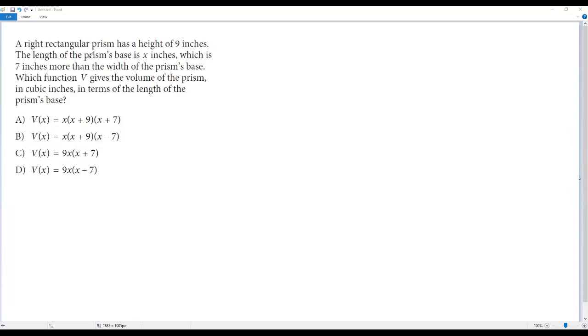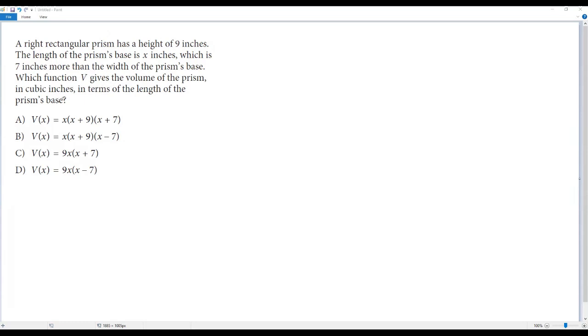Here we have a SAT math problem. Okay, let's go to the question. A right rectangular prism has a height of 9 inches. The length of the prism's base is x inches, which is 7 inches more than the width of the prism's base. Which function V gives the volume of the prism in cubic inches in terms of the length of the prism's base?